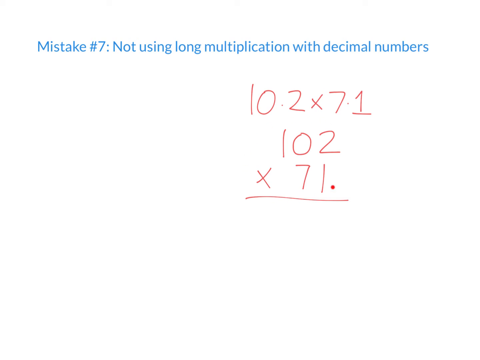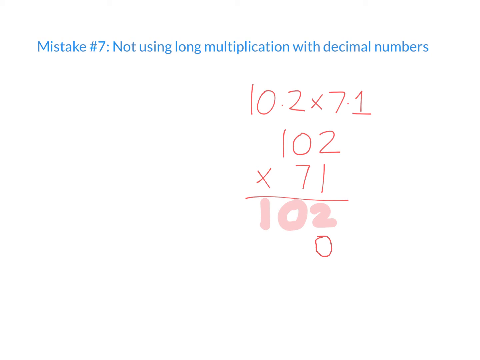So let's use some long multiplication, because 102 times 71 we probably can't do in our head. So we go 1 times 2 is 2, 1 times 0 is 0, 1 times 1 is 1. So we've just done 1 times 102. Now we don't do 7 times 102, we do 70 times 102. So we need to put a 0 here because it's 70 times 102.